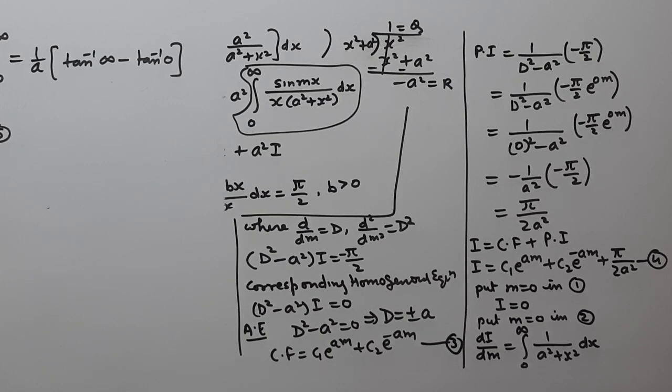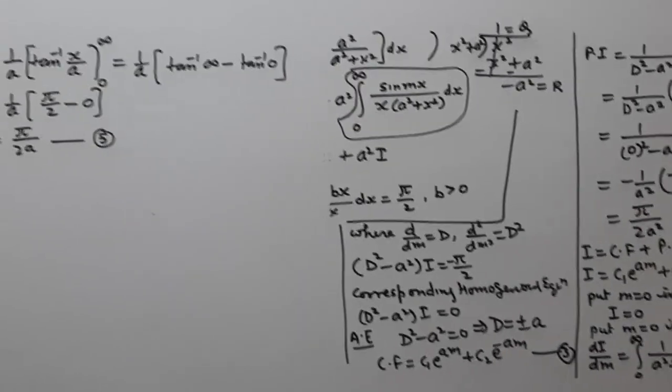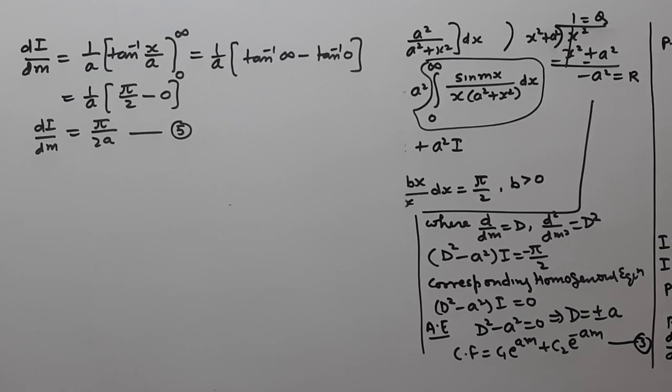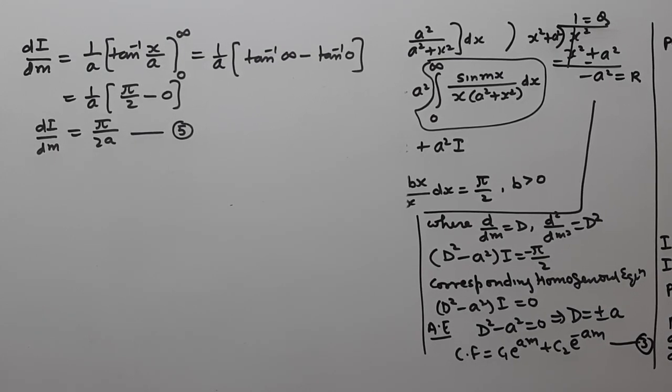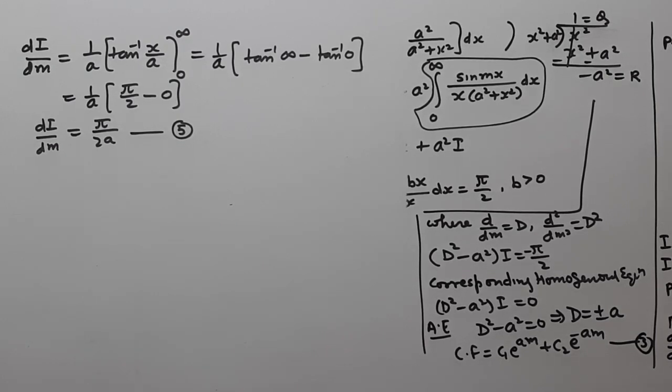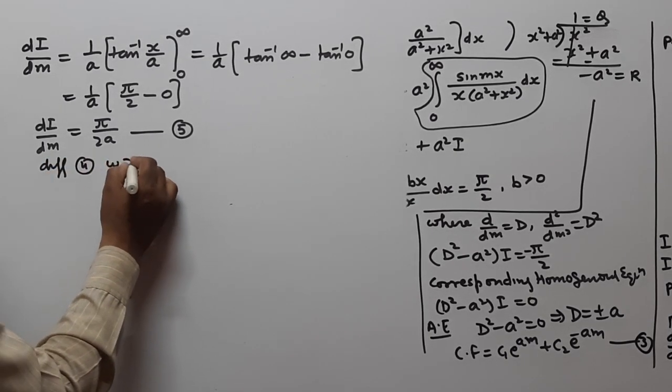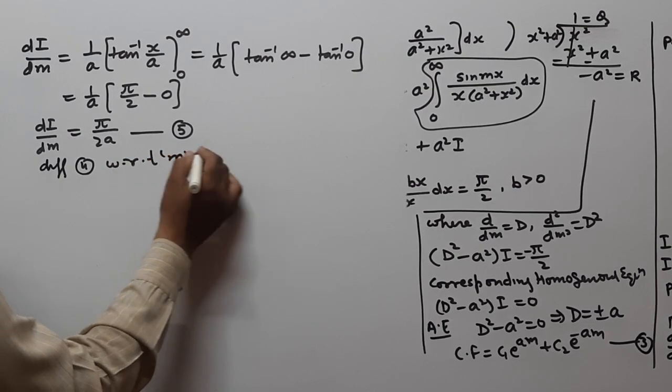Now this dI upon dm is equal to pi upon 2a. You can see here we find dI upon dm is equal to pi upon 2a. This is the 5th equation. Now we differentiate equation 4 with respect to m.